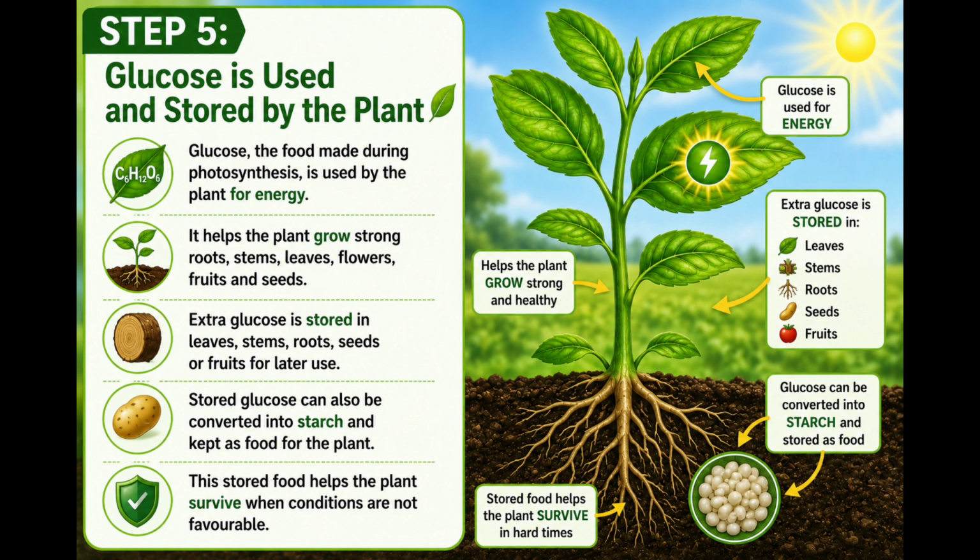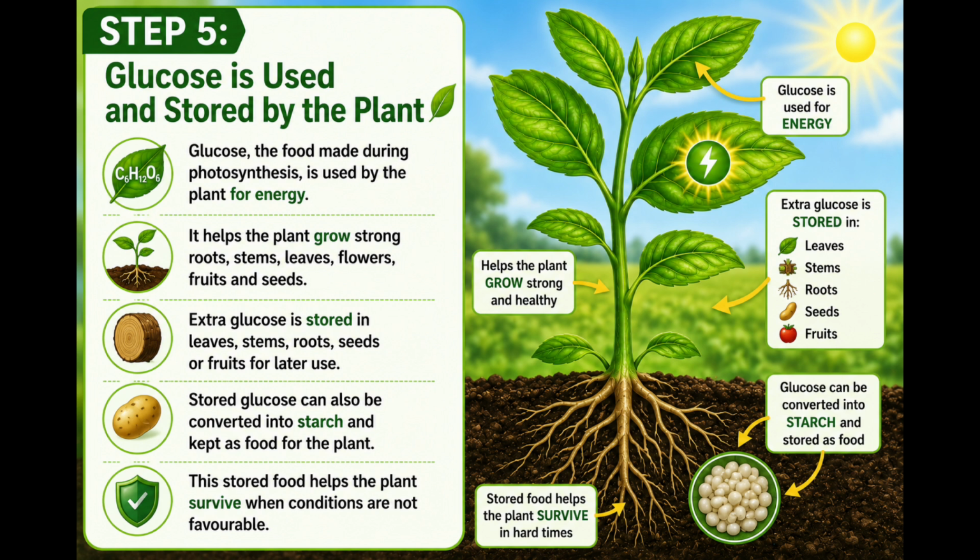The glucose produced during photosynthesis is now put to work. The plant uses glucose as its main source of energy. This energy helps it grow strong roots, healthy stems, green leaves, beautiful flowers, and develop fruits and seeds. Not all of the glucose is used immediately. The extra glucose is stored in different parts of the plant, including the leaves, stems, roots, seeds, and fruits, ready for future use. Much of this stored glucose is converted into starch, which acts as the plant's food reserve.